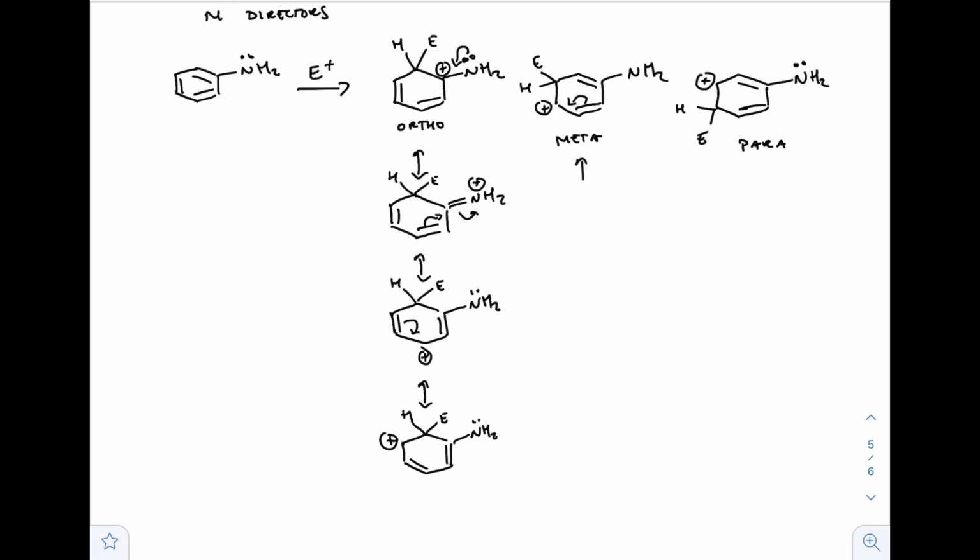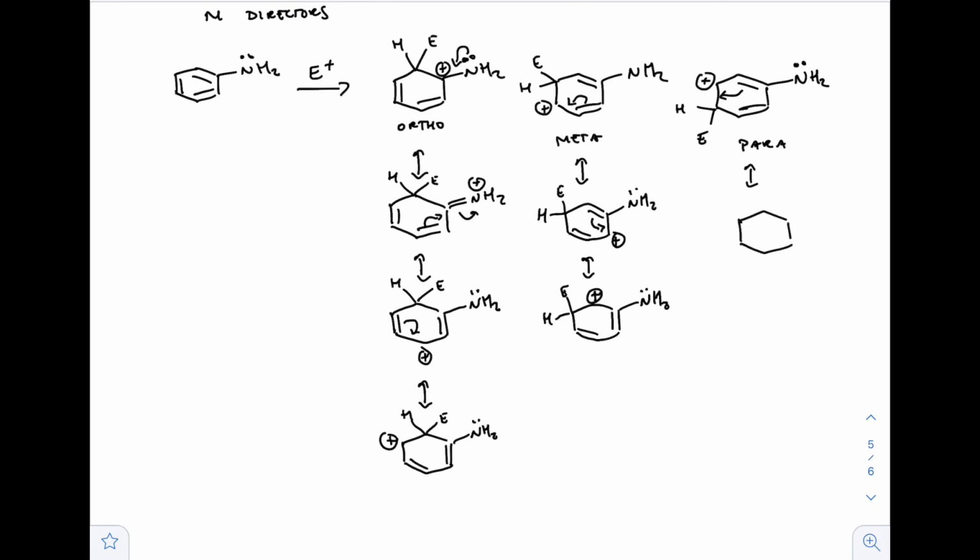Okay, so let's look at the meta substituted intermediate. So we've got that positive charge shifting from the para position to the ortho position, right? Boom. We'll go ahead and shift that again by moving the pi electrons around. And there we go. We got the positive charge on the other side. Can you see another resonance structure? I can't. At least not one that moves a positive charge around, right?